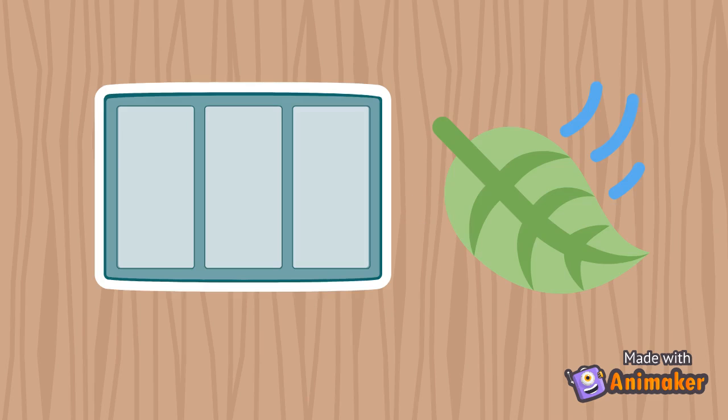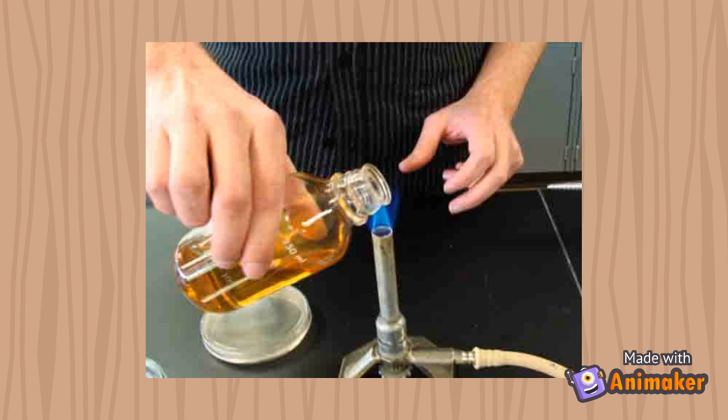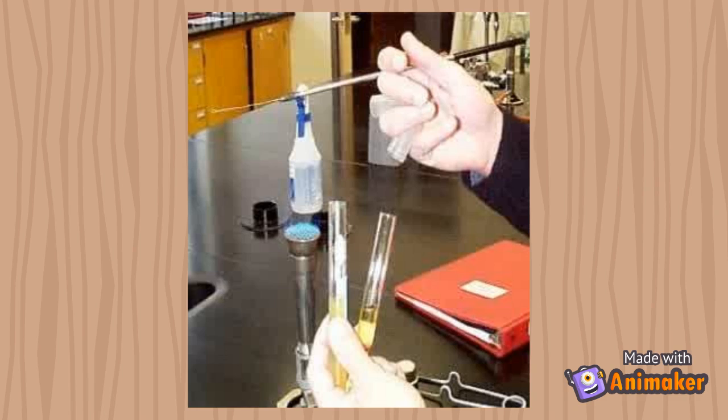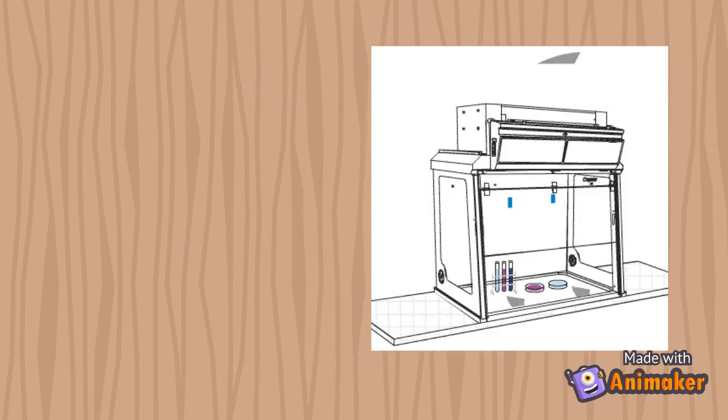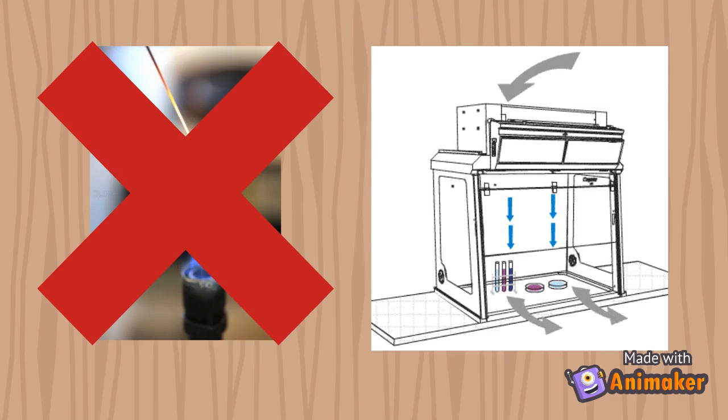Flaming. Work close to the flame where there is an airflow. Do not leave bottles open. Flame all the glassware, test tubes and necks of bottles before opening and closing. If you want to put the screw caps on the table, put them with the open side down on a clean area. In a laminar flow hood, do not use flaming because it will cause a fire hazard and can damage the HEPA filter.